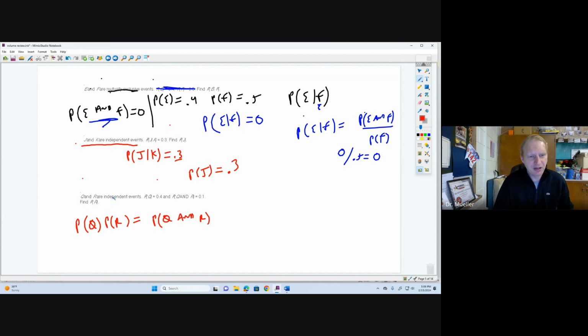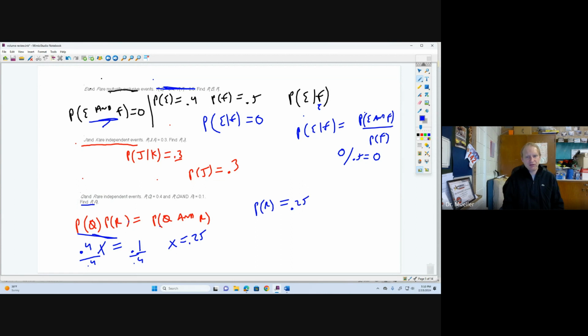If we put the numbers in their appropriate spot in this equation, we can solve this one. The probability of Q is 0.4, so we'll put 0.4 in for the probability of Q. We're solving for the probability of R, so I'm just going to let that be X. So we have 0.4 times X is equal to the probability of Q and R, which is 0.1. Divide both sides by 0.4, and we get that X is equal to 0.1 over 0.4, which is 0.25. So the probability of R is equal to 0.25 for that one.